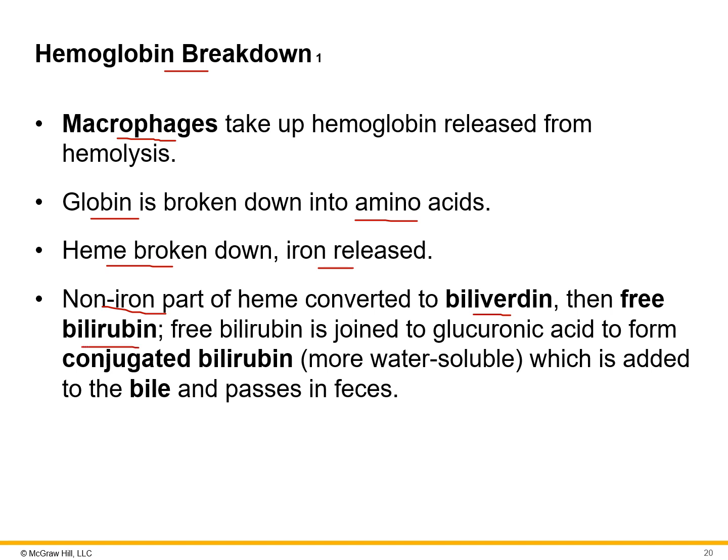So we mentioned bilirubin being found in the blood. It's from the breakdown of that heme. Then that free bilirubin joins to form conjugated bilirubin, ultimately gets added to bile and then passes through the feces to allow the breakdown of those red blood cells.